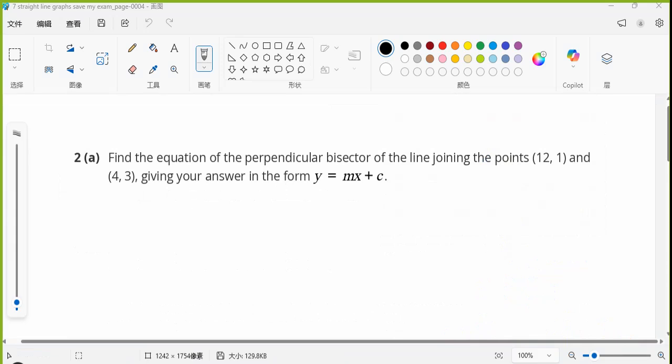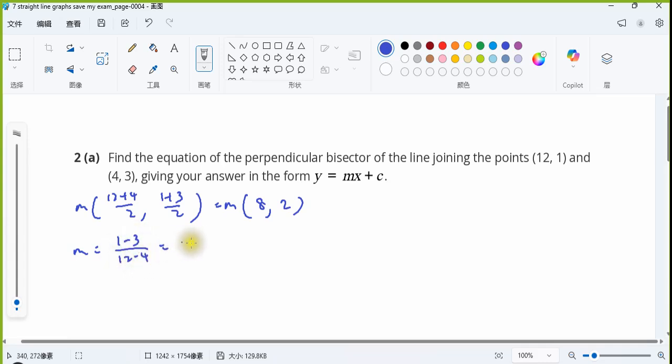Question number 2. Find the equation of the perpendicular bisector. Write your answer in gradient form. So the midpoint is 12 plus 4 divided by 2, 1 plus 3 divided by 2. So the midpoint will be 16 divided by 2, which is 8, and 4 divided by 2, which is 2. So 8, 2. And the gradient will be 1 minus 3 over 12 minus 4, negative 2 over 8, which is negative 1 over 4.